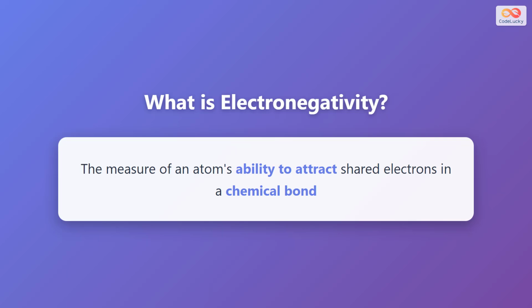So what exactly is electronegativity? It's the measure of an atom's ability to attract shared electrons in a chemical bond. When two atoms form a bond, they share electrons between them. But not all atoms share equally. Some atoms have a stronger pull on these shared electrons than others. This pulling power is what we call electronegativity. The more electronegative an atom is, the more strongly it attracts the shared electrons toward itself.